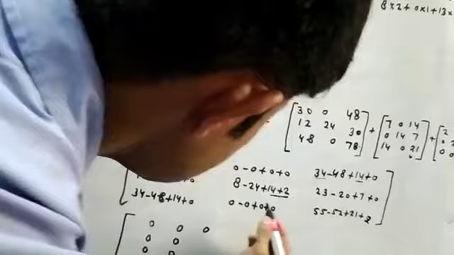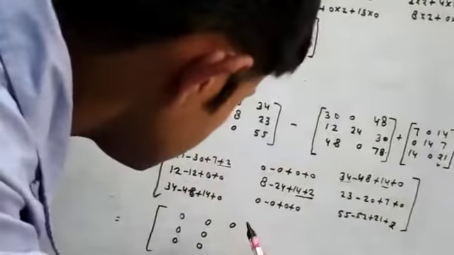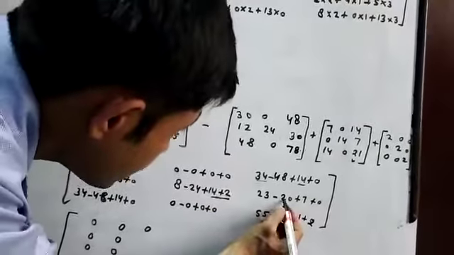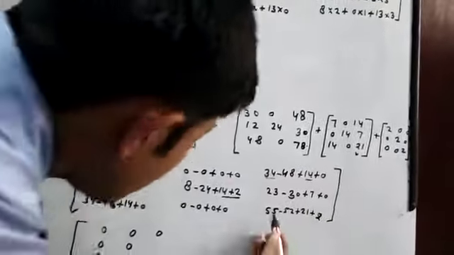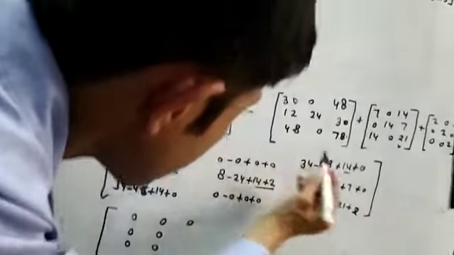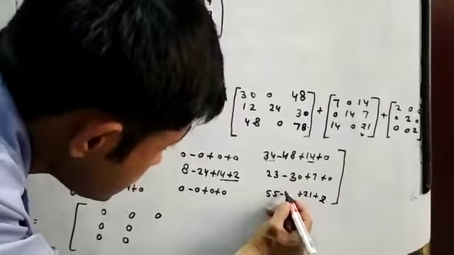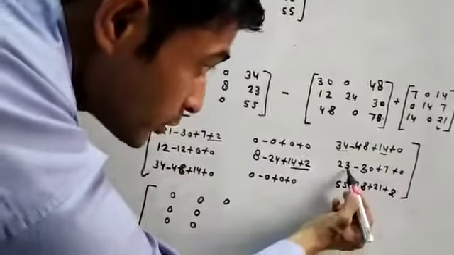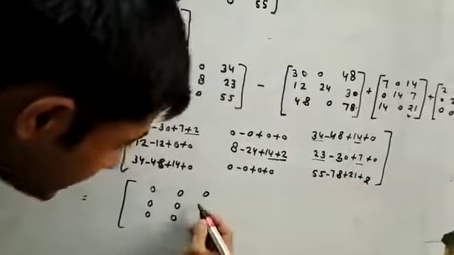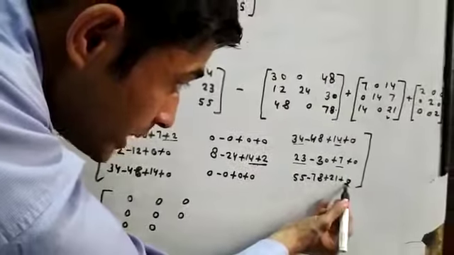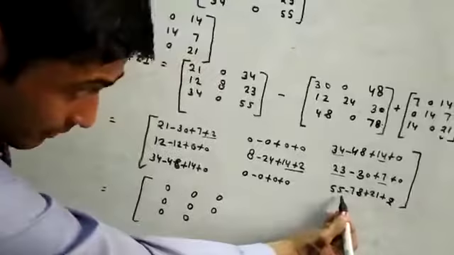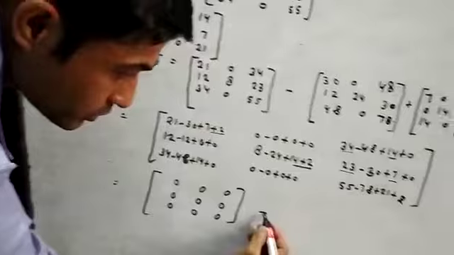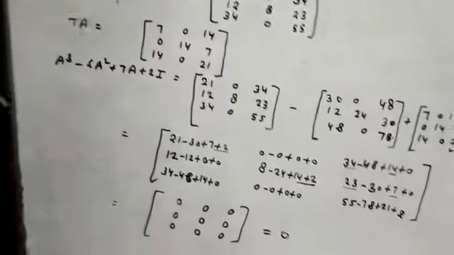Now look, sorry for that. 23, students, 23 minus 30 plus 7. After it, 55 minus 78 plus 21 plus 2. Now look, beta, 23 plus 7, 30, 30 minus 30, 0. After it 21 plus 2, 23, 23 plus 55, 78, 78 minus 78, 0. It means your matrix is 0, so you can write directly 0.